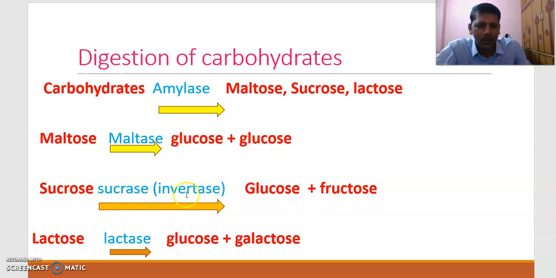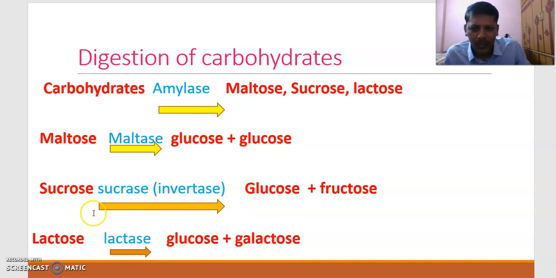Now the sucrase acts on sucrose. Sucrase is also called invertase. It was asked in a previous NEET exam. It is converted to glucose and fructose. Let's look at the next one. Lactose, which is commonly called milk sugar. Milk protein is casein. Lactose, which is the milk sugar, is converted to glucose and galactose by the enzyme called lactase.